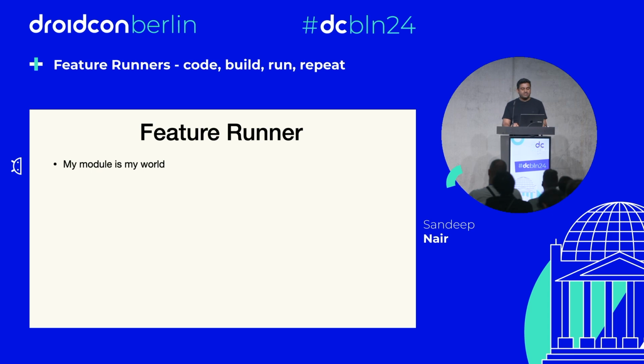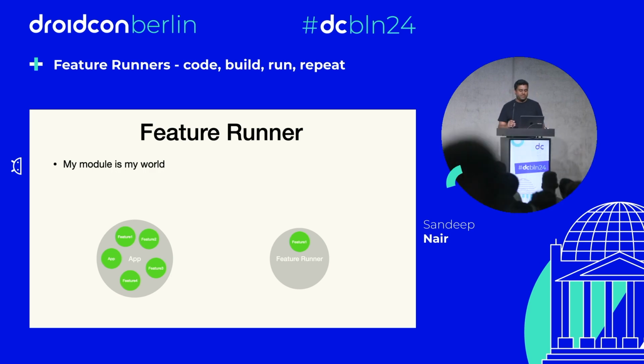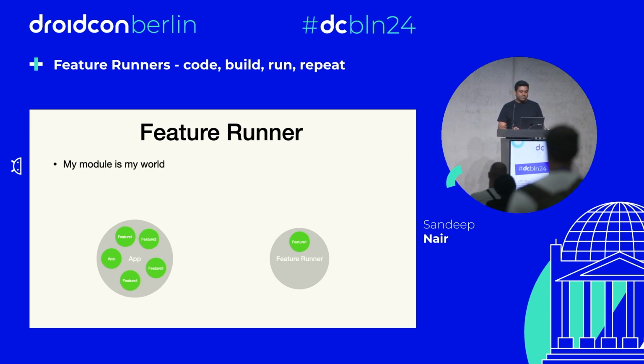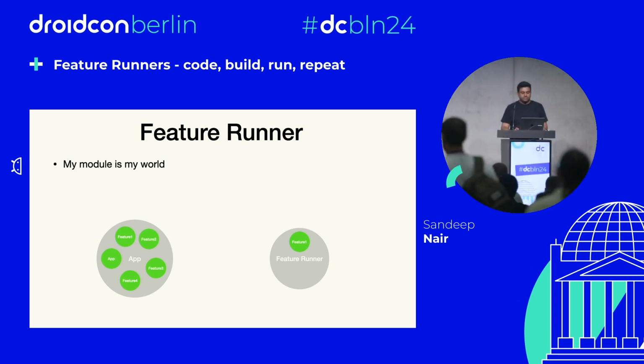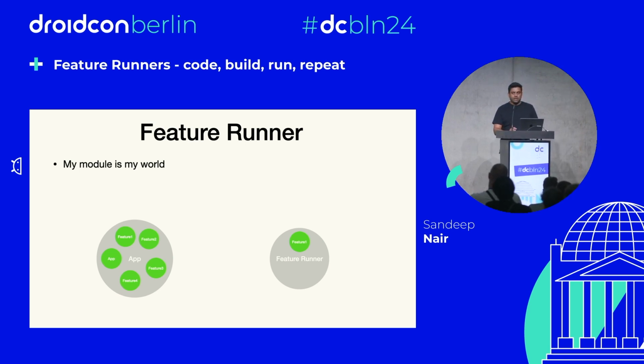The principle here is that my module is my world. It's a focused approach, a mini app with just what matters for you. So look at this picture. Your typical app has your app module, your feature modules, and a bunch of different things. And it takes time, right? So that's where feature runner comes in. Like I said, it's a mini app. It builds and launches quickly. It doesn't include anything which you are not interested in, which means the other feature modules. And it launches your feature with the first screen of your feature directly.